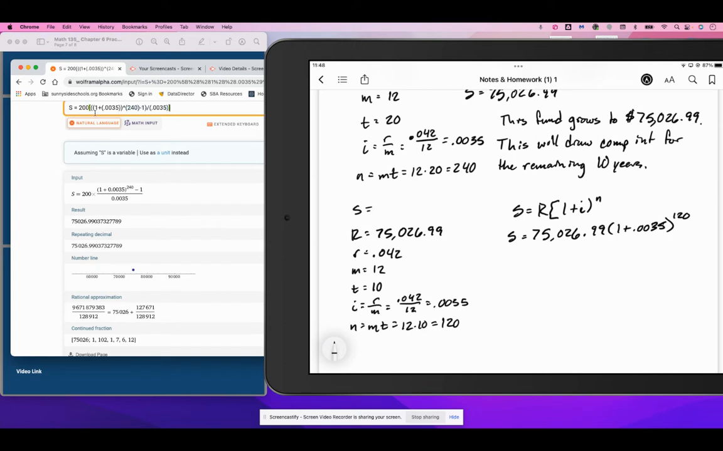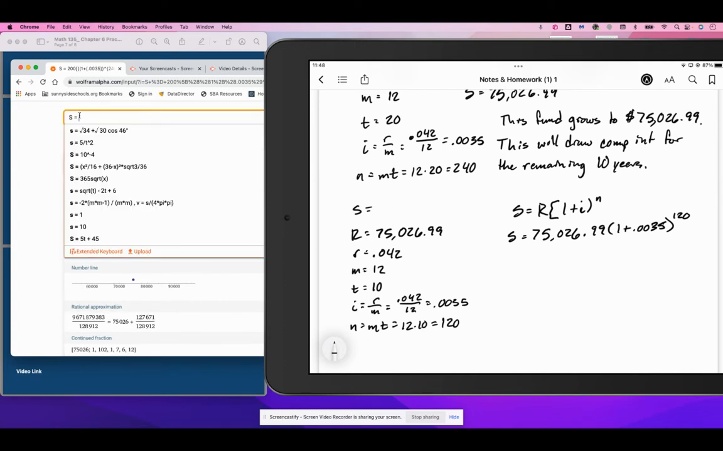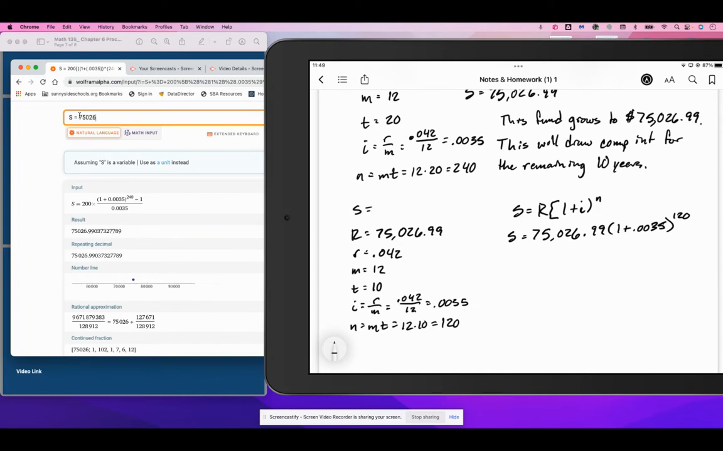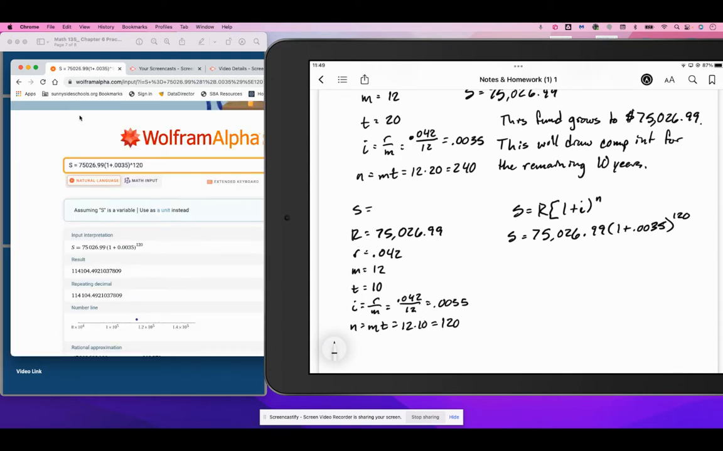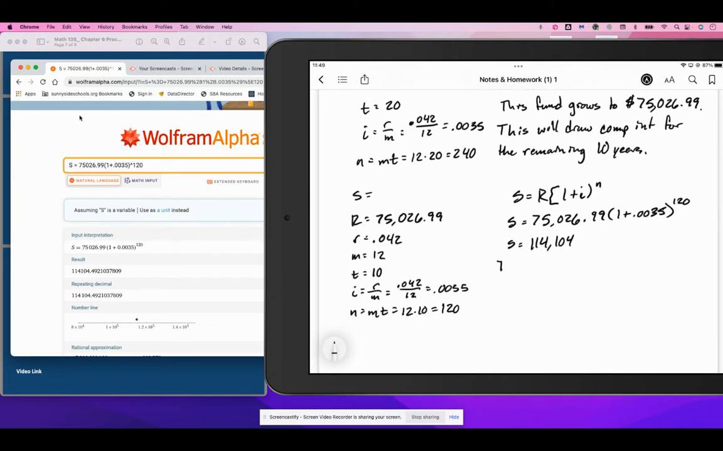And so in Wolfram here, we get that this grows to $114,104. So this fund grows to $114,104 and 49 cents.